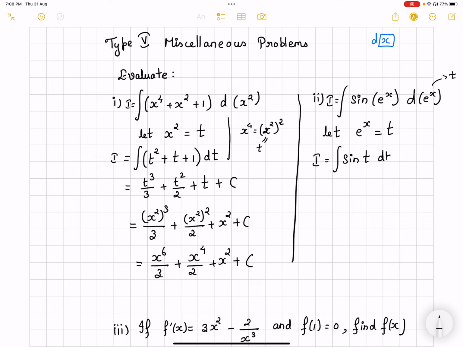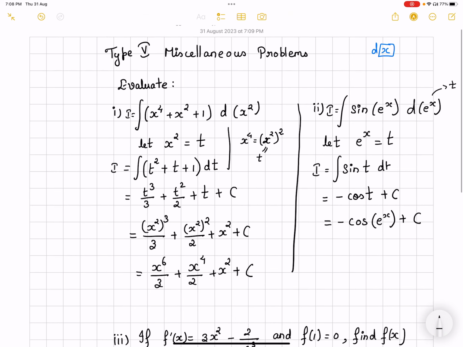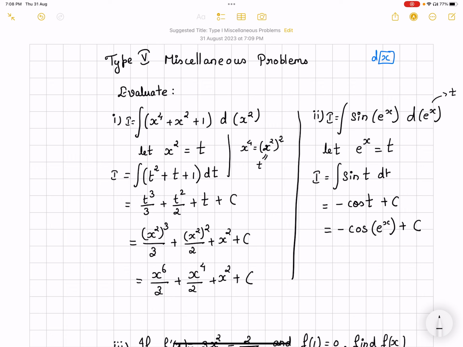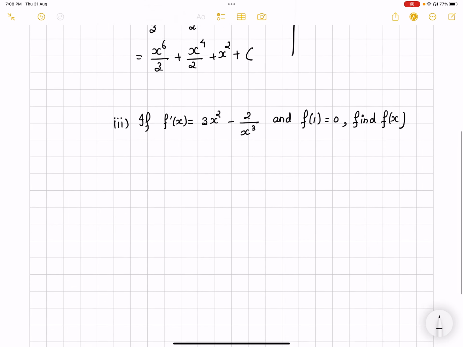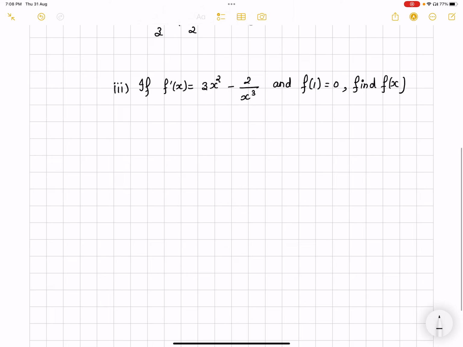Because we know the formula for sine and cos, sine t when I integrate, I would be getting minus cos t plus c. But the problem is not over after integration. I need to replace t back to e to the power x, plus c. That's it. It got over. Now, this procedure you would have understood. These are the two types of problems, and then we would be looking into a different kind of problem now.